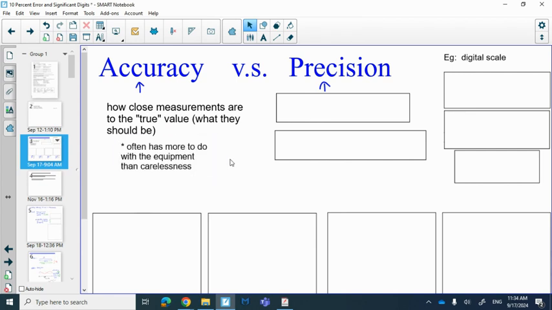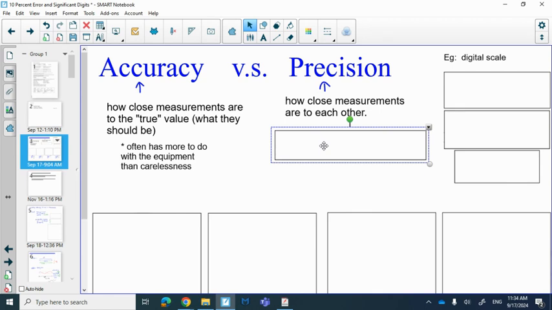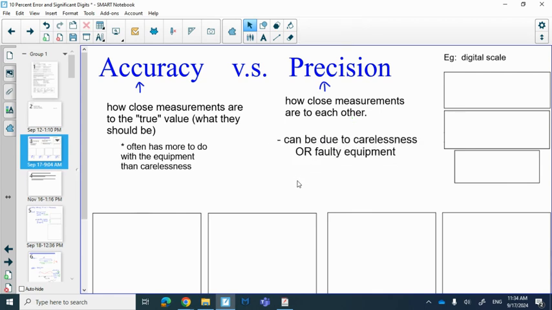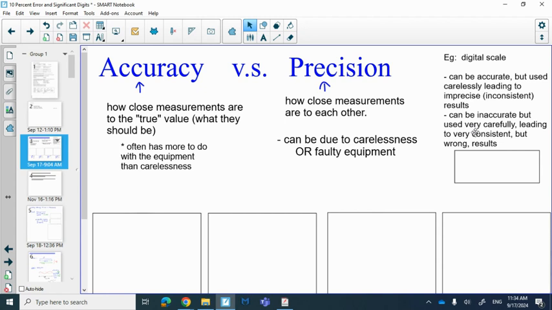Accuracy is how close the measurements are to what they should be, the true value. It has more to do with the equipment itself, calibrated properly and so on, than with carelessness or sloppy measurement. Whereas precision is how close the measurements are to each other if you do a bunch, so how consistent they are, and that often has to do with carelessness or faulty equipment or bad conditions. For example, a digital scale can be very accurate, but if it's used carelessly, it could give imprecise or inconsistent results. It can be inaccurate, but used very carefully, leading to very consistent but wrong results.